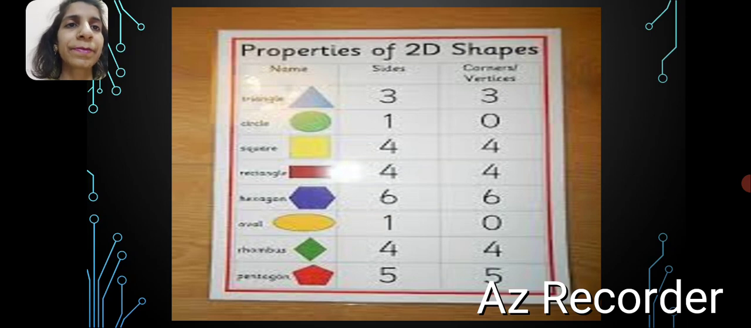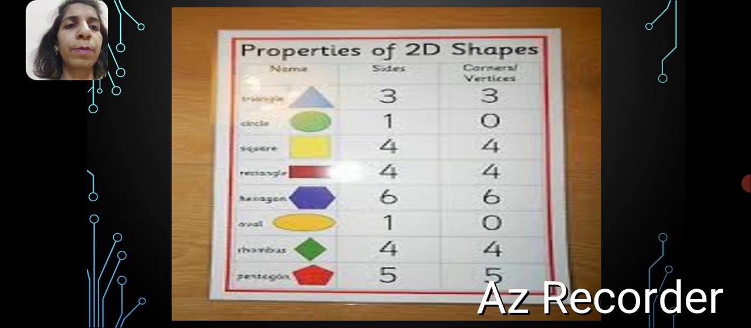Yes. Square has four sides and four corners or vertices. Okay. Next, rectangle has four sides and four vertices. Yes. Next, hexagon has six vertices and six corners. Next, oval shape has one side and zero corners because it is oval in shape, having no corner and no vertices.